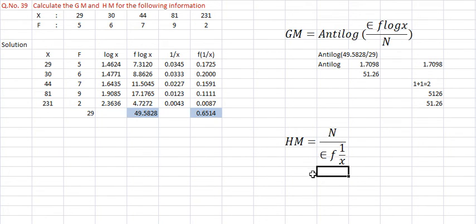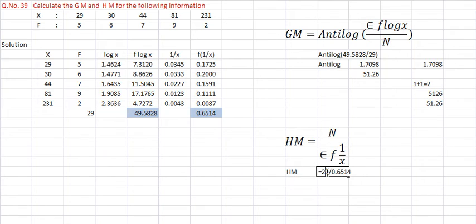Then move to the harmonic mean now. What is harmonic mean? Harmonic mean formula, if you see that, harmonic mean is like this. So n is how much here? 29 divided by, what is the sum of f by x? The sum of f by x is here 0.6514. So this was the answer for your values, right? So n is 29 divided by 0.6514. Harmonic mean is this one.